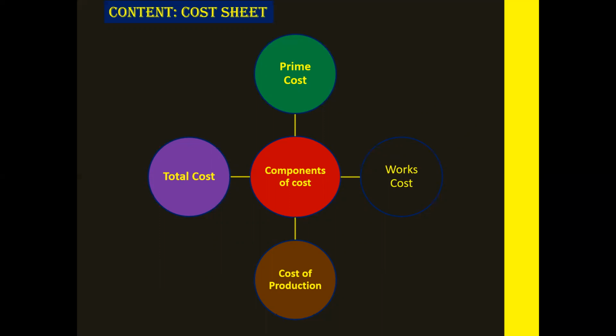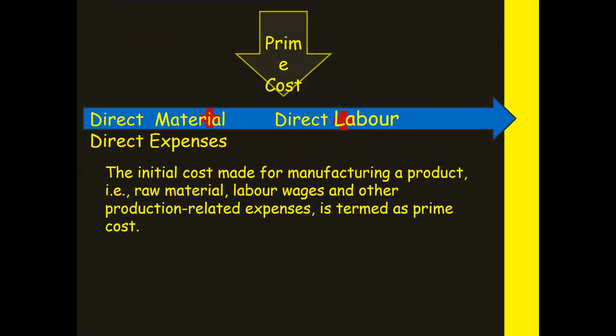So let's start with prime cost. Prime cost, the initial cost made for manufacturing a product, that is raw material, labor, wages, and other production related expenses, is termed as prime cost. Following is the equation for computing the prime cost: prime cost equals direct material plus direct labor plus direct expenses, where direct material is calculated with the help of the formula: direct material equals material purchased plus opening stock of raw material minus closing stock of raw material.